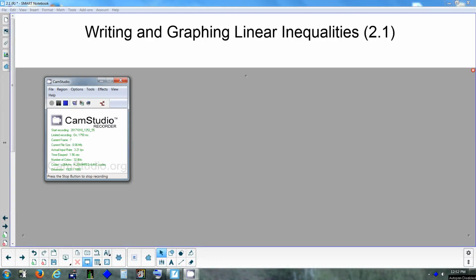Okay, so this week we're going to take a look at sections starting in Chapter 2. Chapter 1 was on solving basic equations. Chapter 2 talks about inequalities.